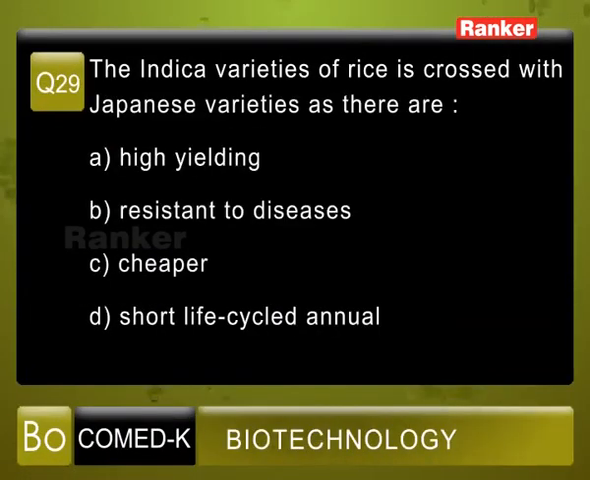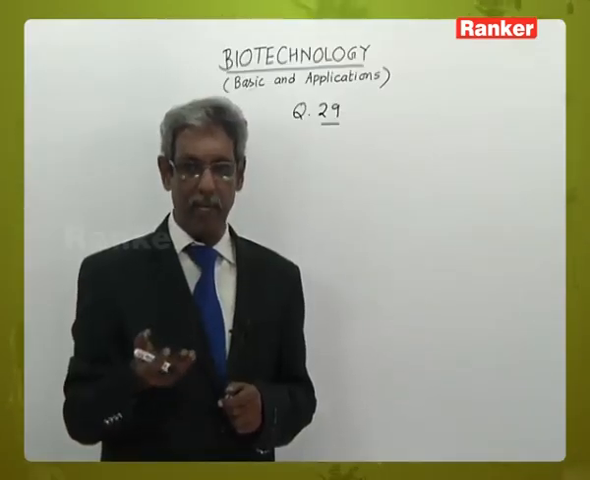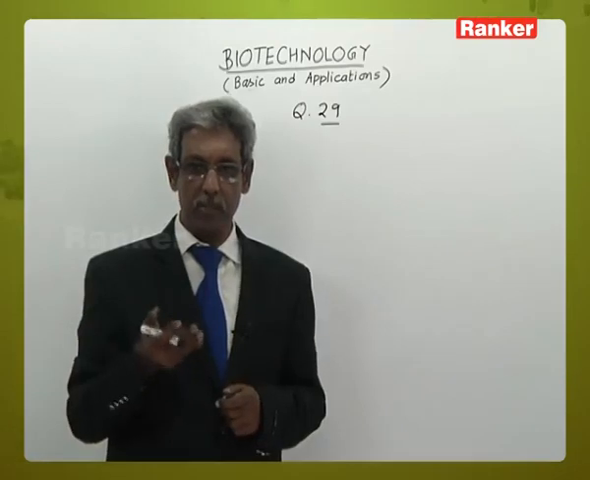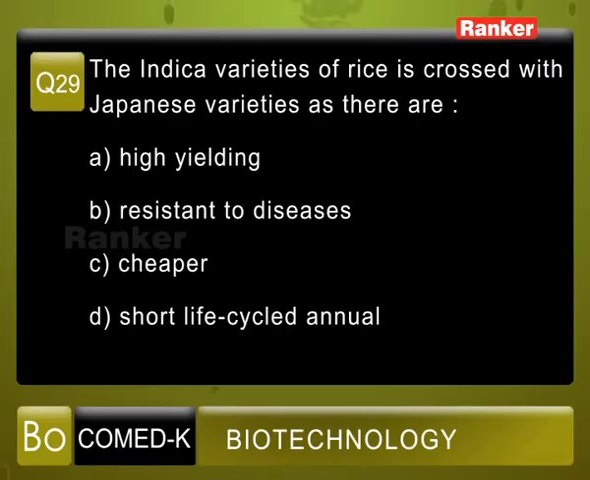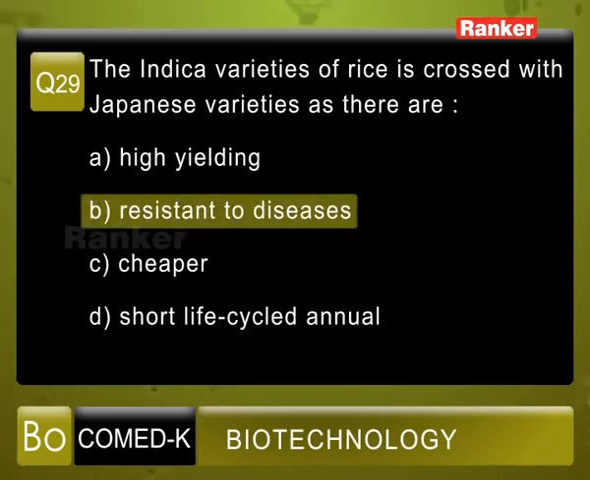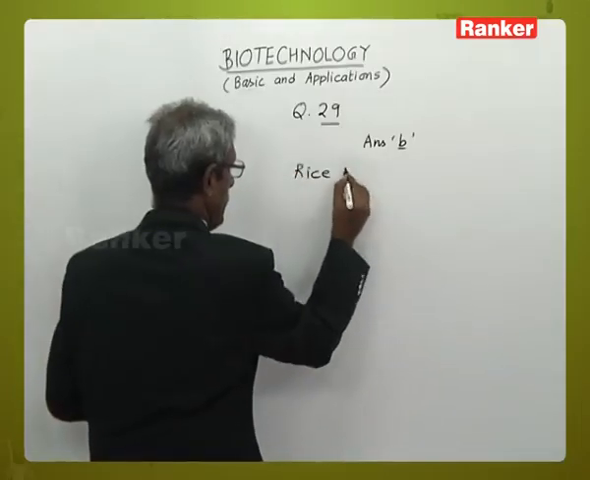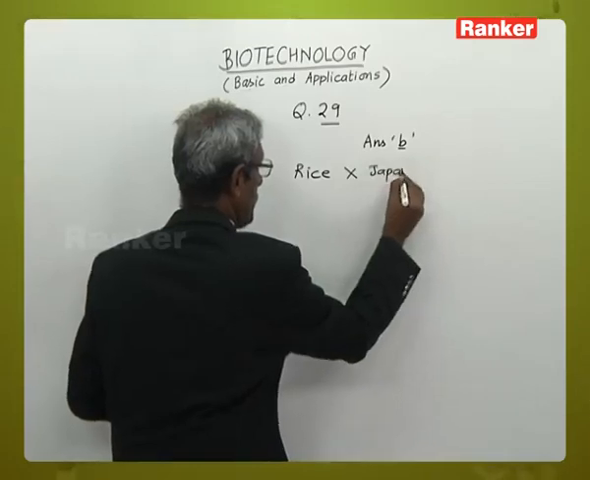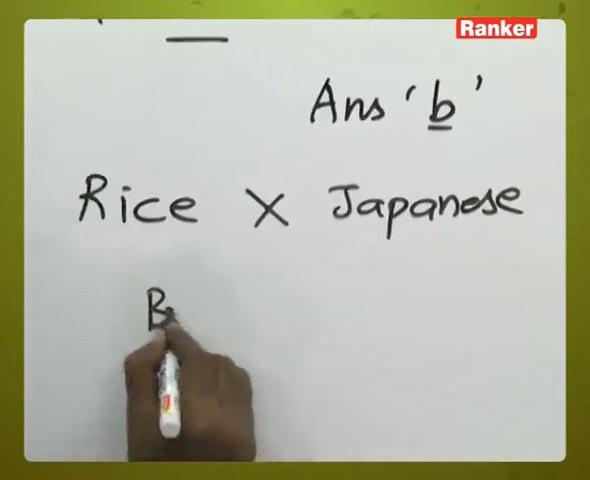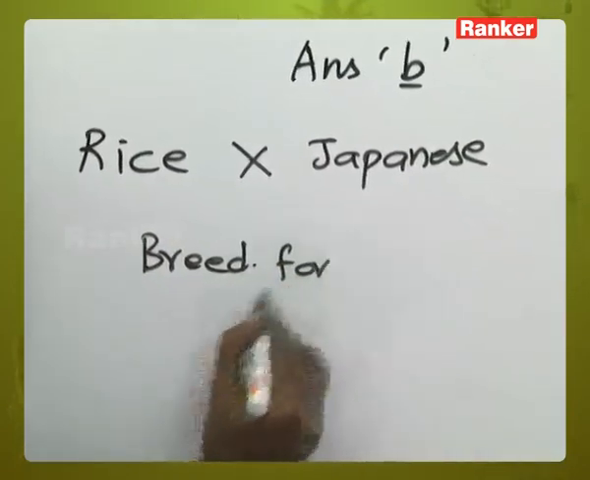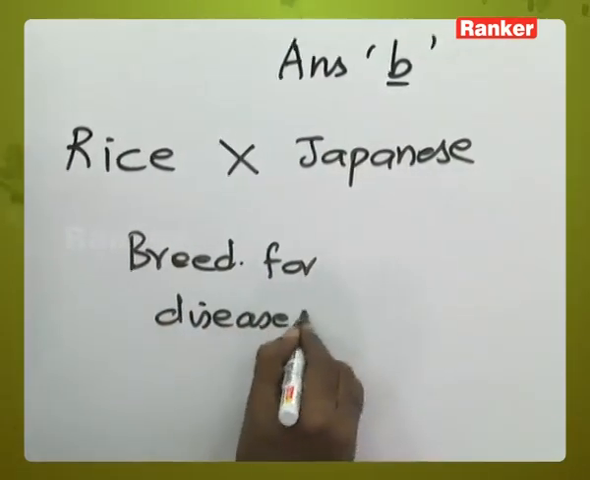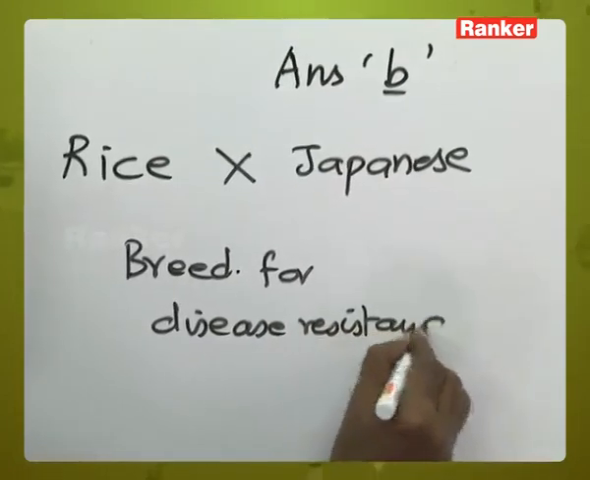The indica variety of rice is crossed with the Japanese variety as they are A. high yielding, B. resistant to disease, C. cheaper, D. short life cycle of an annual. Indian varieties have been crossed with Japanese varieties primarily for breeding for resistance to diseases. Hence, the right answer is B. Rice has been developed in India primarily by crossing with the Japanese variety, for the objective of breeding for disease resistance.